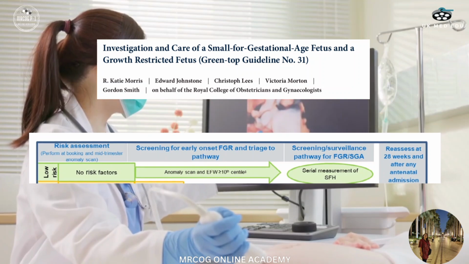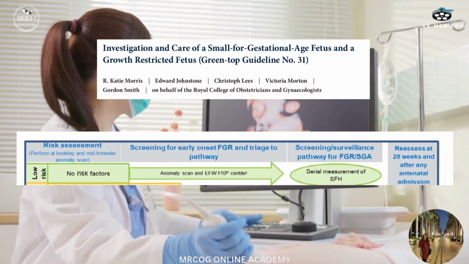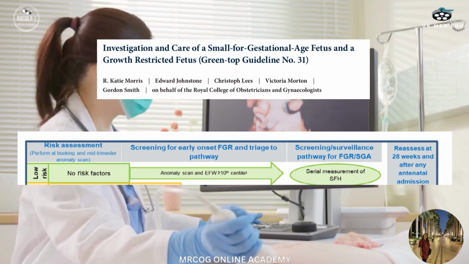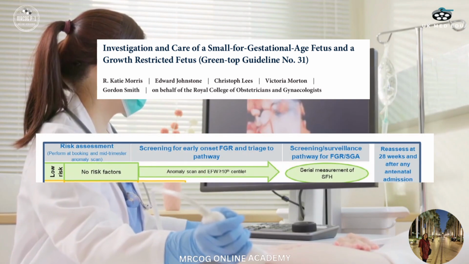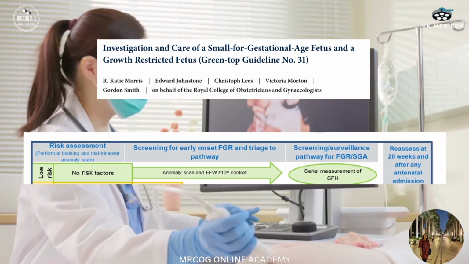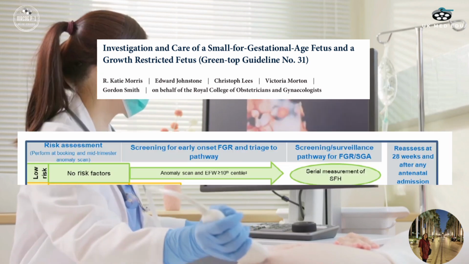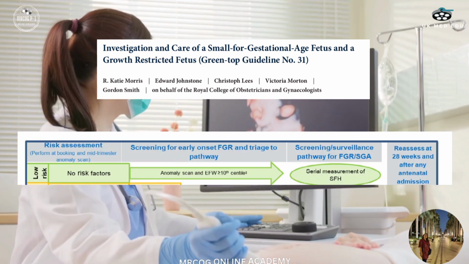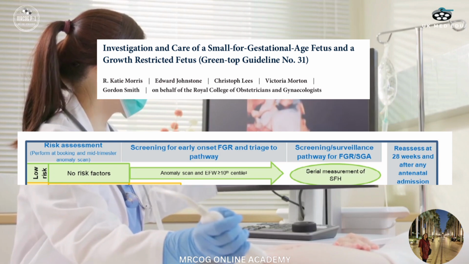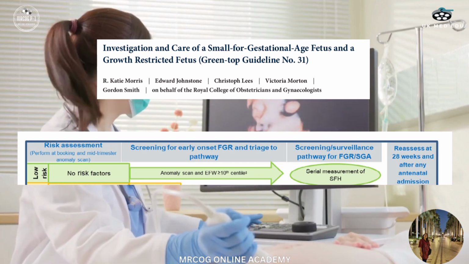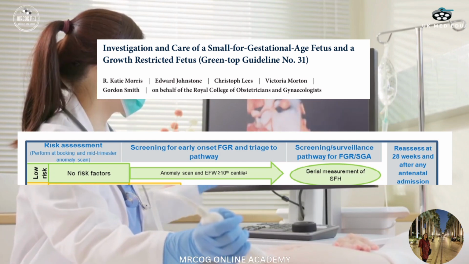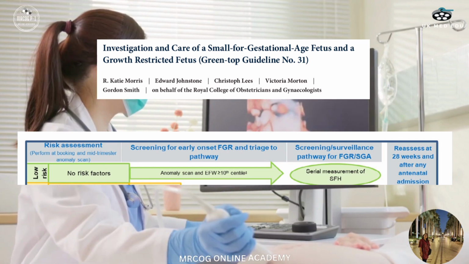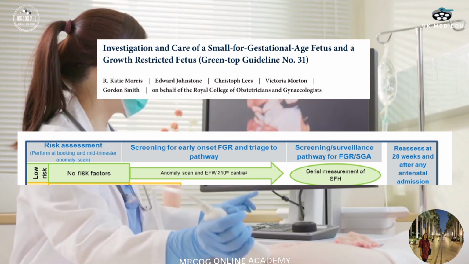Look at the green pathway, that is low risk women. For women with no identified risk factors, the next step is a routine anomaly scan performed at 20 weeks. If it is normal and the estimated fetal weight is more than or equal to the 10th centile, symphysiofundal height measurements are taken at every antenatal visit. If symphysiofundal height measurement remains normal, no further ultrasound scans are required. These women can follow standard antenatal care unless complications arise.